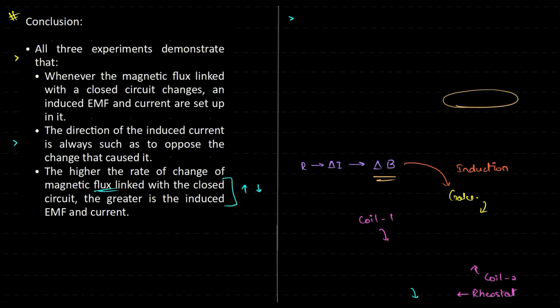Okay, yes. So finally, let me conclude over here. All three experiments demonstrate that whenever the magnetic flux linked with a closed circuit changes, an EMF is induced. The direction of the induction is always such as to oppose the change that causes it. This we'll be discussing, don't worry. The higher the rate of change of the magnetic flux linked with a closed circuit, the greater is the induced EMF and current that we have observed in the experiment.